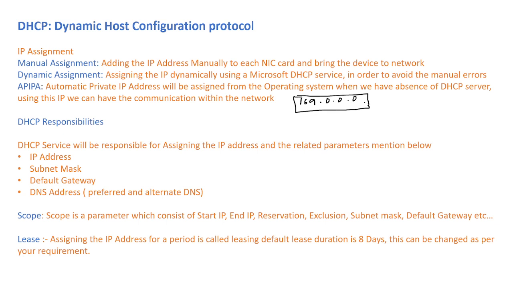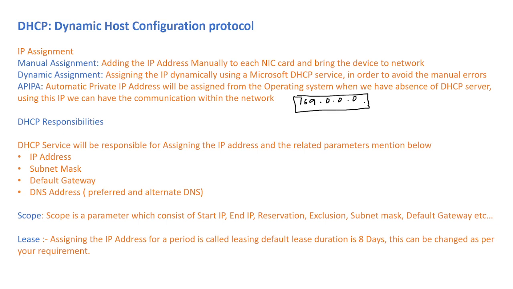DNS means the Domain Name System address. It is responsible for resolving the host name to an IP address and an IP address back to a host name. Tomorrow I am going to explain about the DNS, but for now you should know these 4 parameters will be assigned by the DHCP when you set the DHCP to assign the IP address.